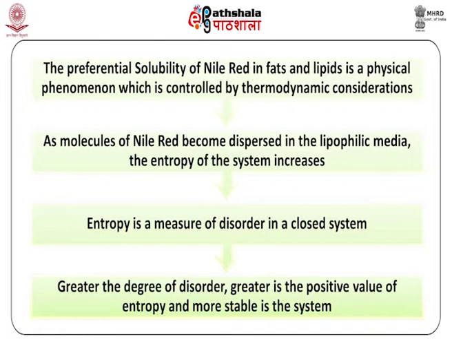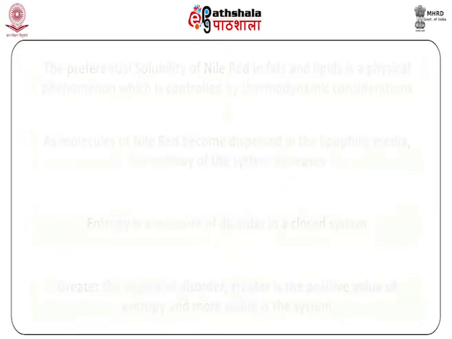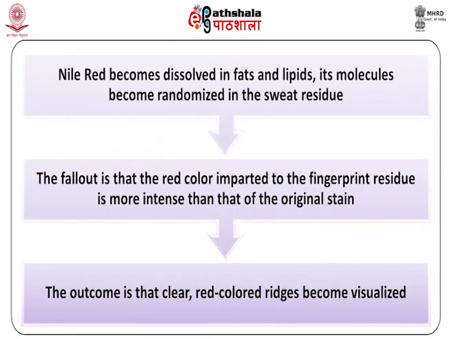As the molecules of Nile red become dispersed in the lipophilic media, the entropy of the system increases. Entropy is a measure of disorder in a closed system. Greater the degree of disorder, greater is the positive value of entropy and more stable is the system. When Nile red becomes dissolved in fats and lipids, its molecules become randomized in the sweat residue, thereby increasing the entropy. The fallout is that the red color imparted to the fingerprint residue is more intense than that of the original stain. The outcome is that clear red colored ridges become visualized.